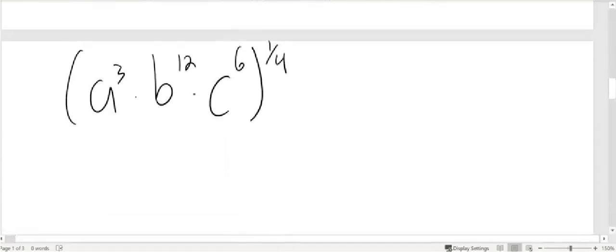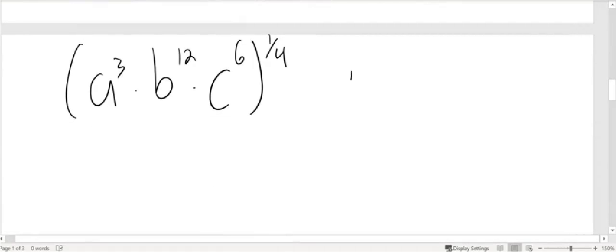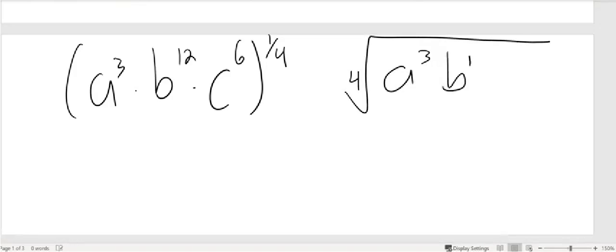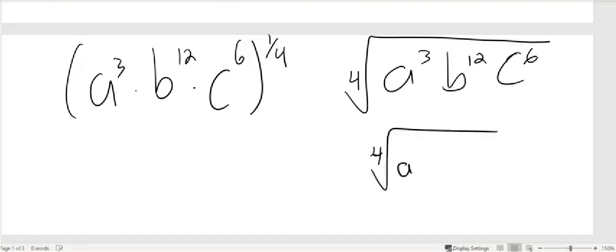Alright, next one. It's a little similar, but a little more complicated. Same thing, you could distribute the 1/4 out, but I like doing this. The 4th root of a to the 3rd, b to the 12, and then c to the 6. Then we ask yourself, how many a's do we have? We have 3. I have no groups of 4, so I cannot touch it. It stays right there. I have 12 b's. I have 3 groups of 4.